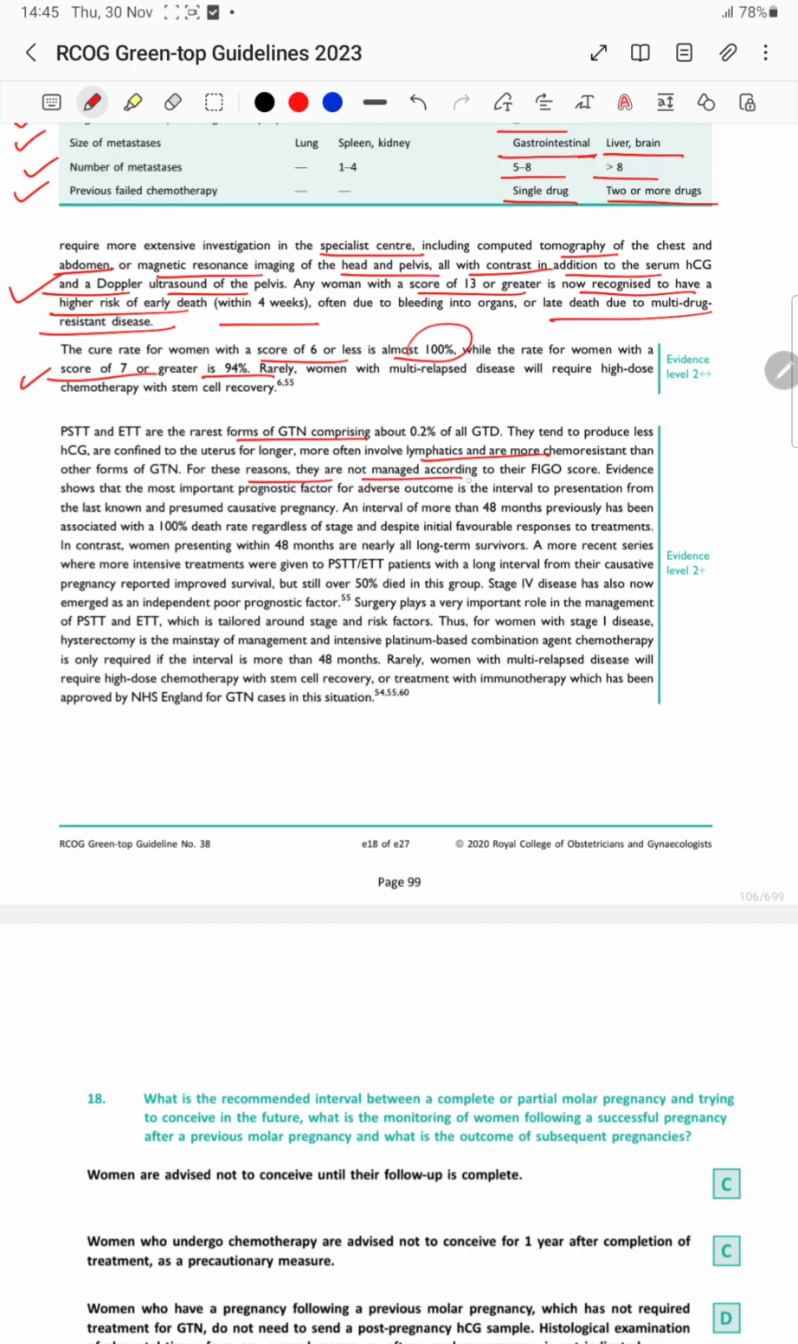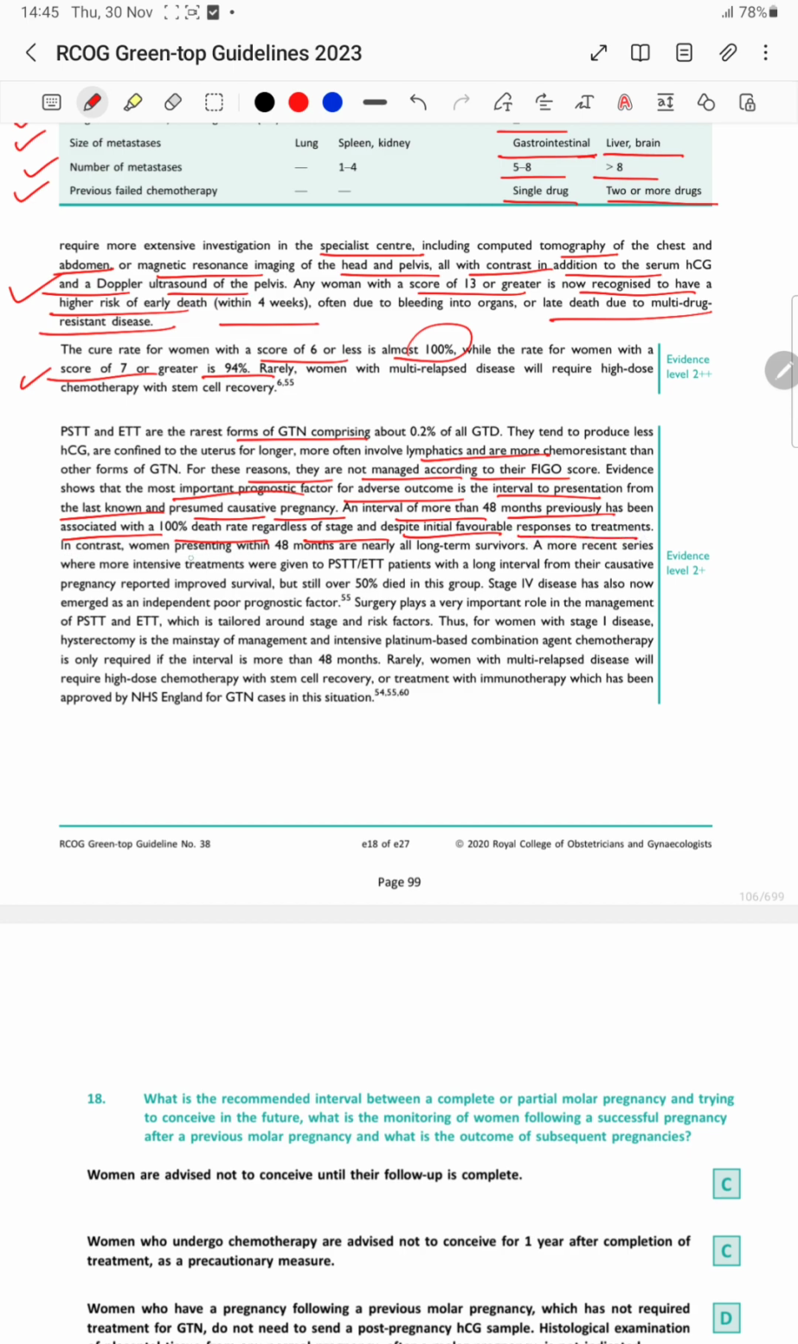For these reasons they are not managed according to the FIGO score. Evidence shows that the most important prognostic factor for adverse outcome is the interval from the last known and presumed causative pregnancy to presentation. An interval of more than 48 months has been associated with a 100% death rate regardless of the stage, despite initial favorable responses to treatment.